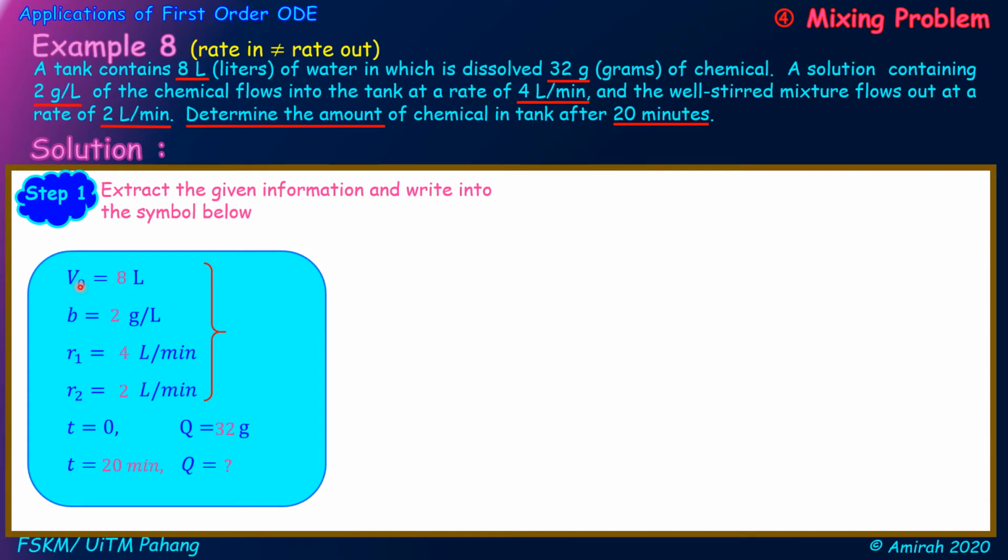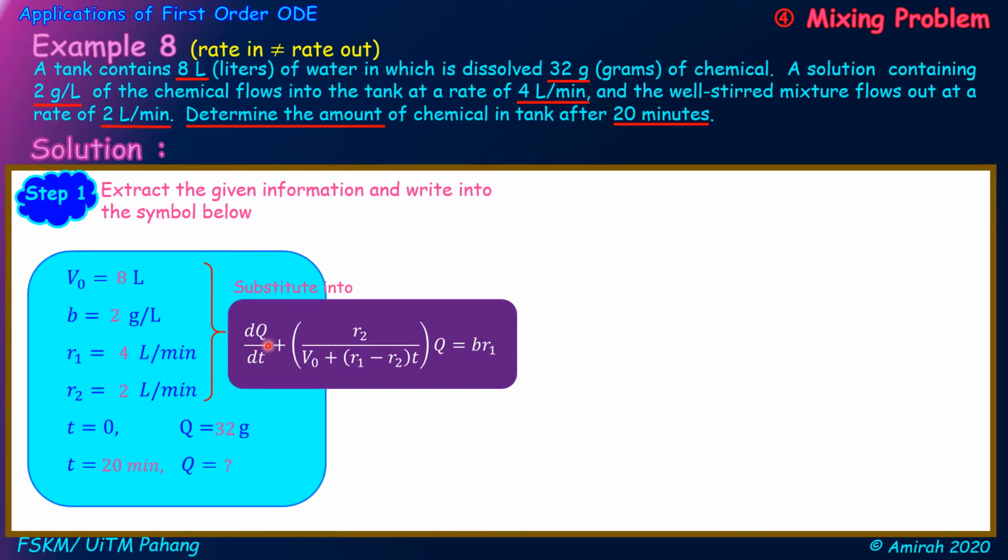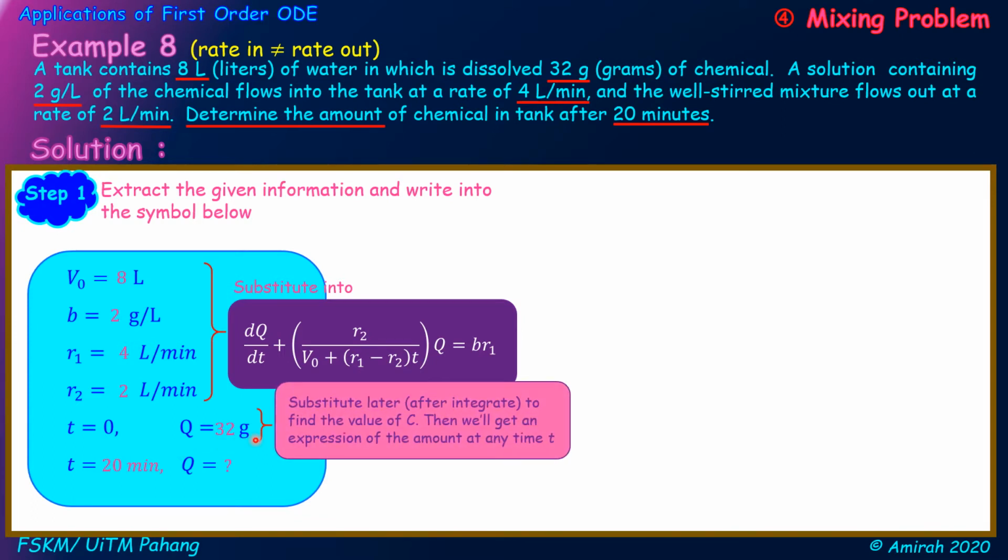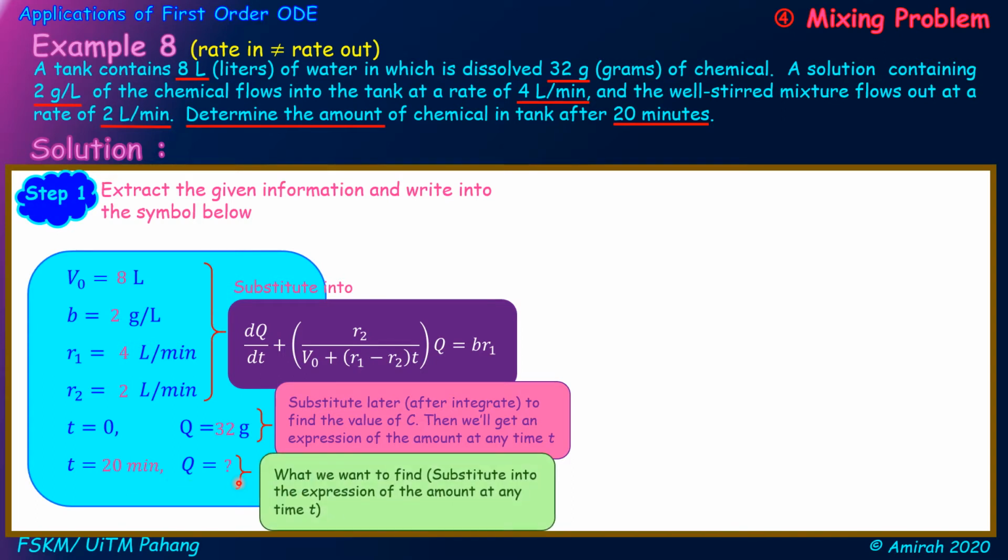And then V naught, b, R1, R2, we substitute into this formula. And for t equals 0 and Q equals to 32 grams, we substitute later after we integrate to find the constant C. Then we will get an expression of the amount at any time t. And then we set t equals to 20 minutes and find Q, which is what we want to find. We substitute into the expression of the amount at any time t.